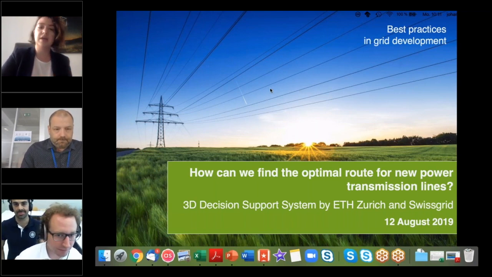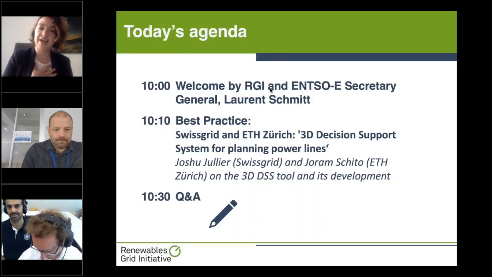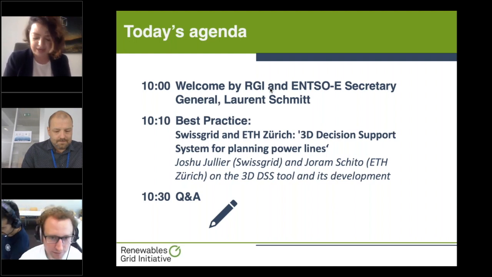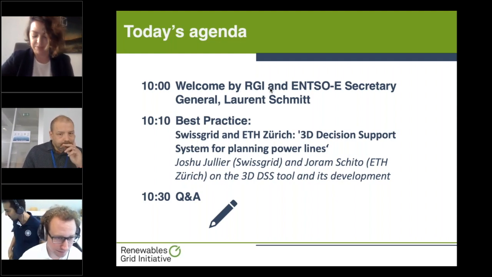Now we're going to have a quick look at the agenda. This is what is going to happen today. I'm going to say very briefly, hi, who we are, why we do this, and then we have a welcome by ENTSO-E's Secretary General Laurent Schmidt, which we're very happy to have here today. And then we have Joram, Schito, and Joshu Jullier from Swissgrid and ETH Zürich, who will introduce the practice to you, and then we'll have lots of time for questions afterwards, so you can ask everything that you have been wondering or questions that came up.